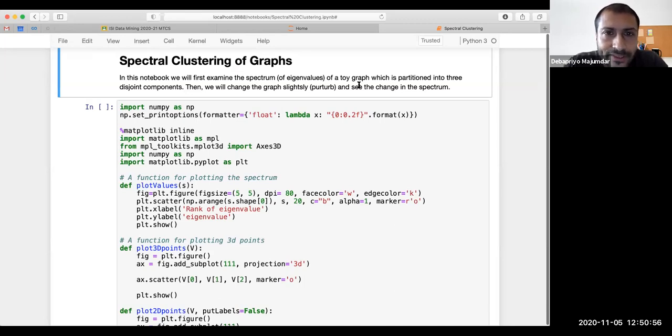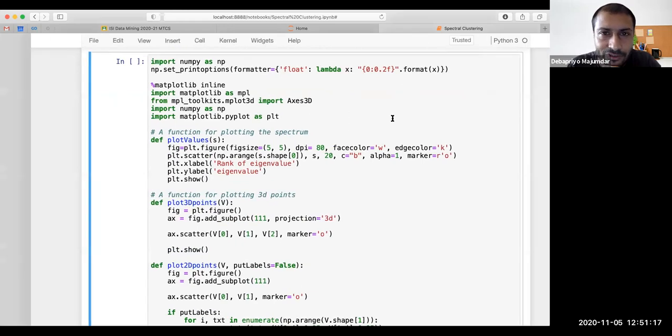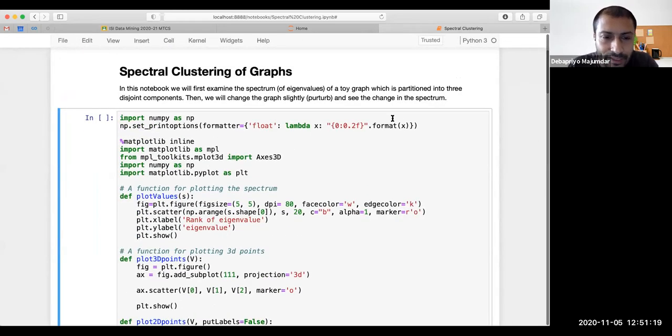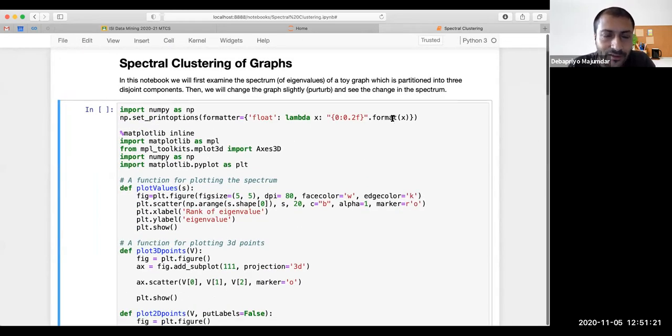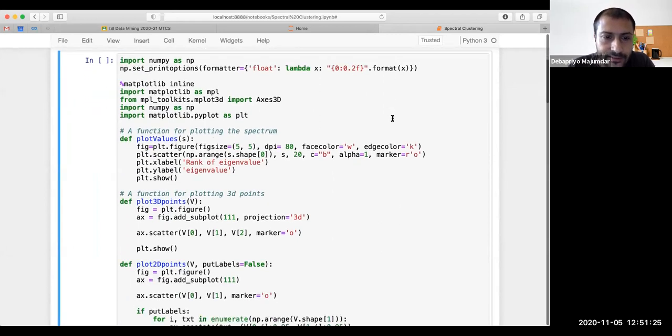So what we'll do, we'll first examine the spectrum or the eigenvalues of a toy graph, which is partitioned into a few disjoint components. I made the graph. Then we'll change the graph slightly. And then we'll see how the eigenvalues change and what happens. And then finally, we'll actually work with a real graph from our downloaded data set.